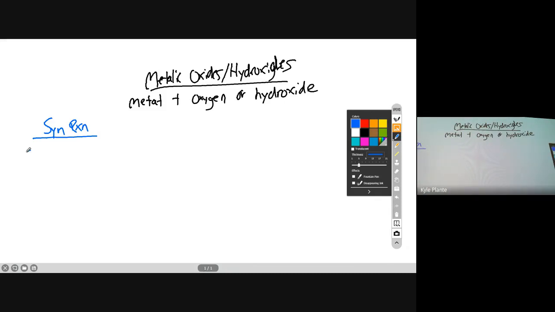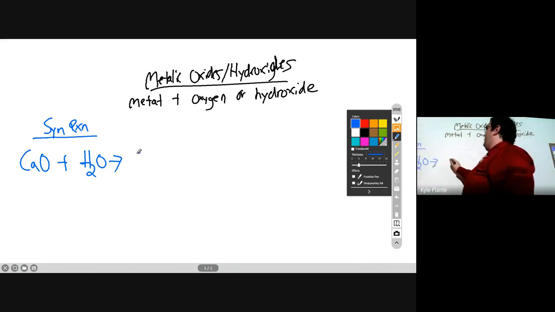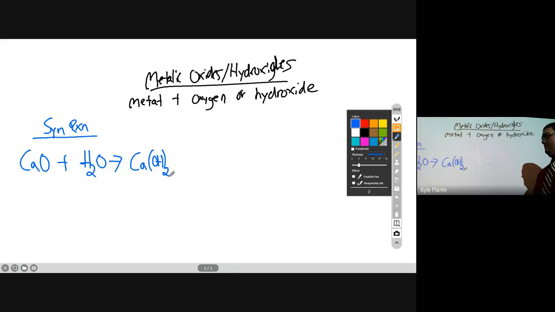So in this case, I'm going to use calcium oxide. And it's going to react with water. So this is special case number 1, metal oxide with water. A metal oxide plus water gives you the metal hydroxide. And this equation happens to be balanced already. We have enough on both sides. So metal oxide plus water, metal hydroxide.